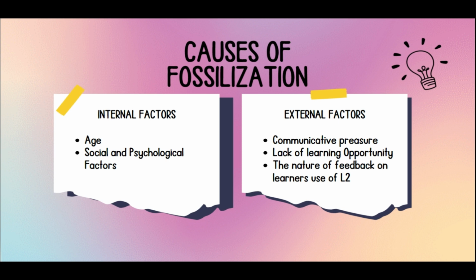The second is social and psychological factors. Learners make no effort to adopt target language cultural norms, and the result is that the interlanguage is not at the target language level. On the other hand, we have the external factors.